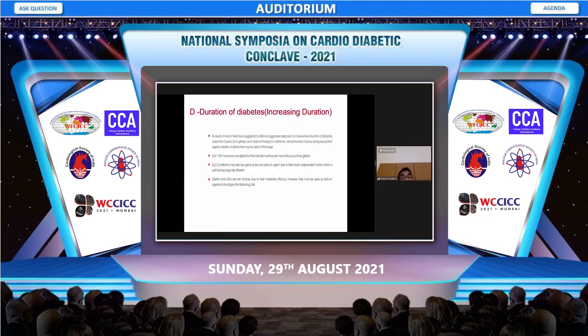As we know, the lesser the duration, the earlier, and I mean the tighter glycemic control you can afford, while in a person who has had diabetes for more than 10-15 years, sulfonylureas may lose their efficacy. So the duration of diabetes is also very, very important while deciding the therapy, and particularly when you are escalating the dose.